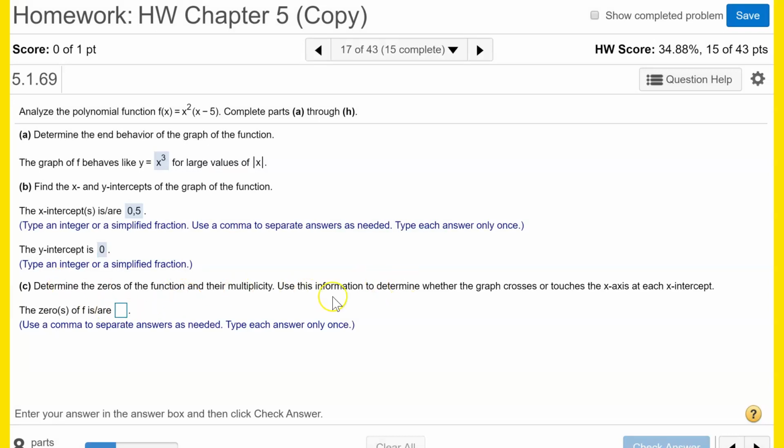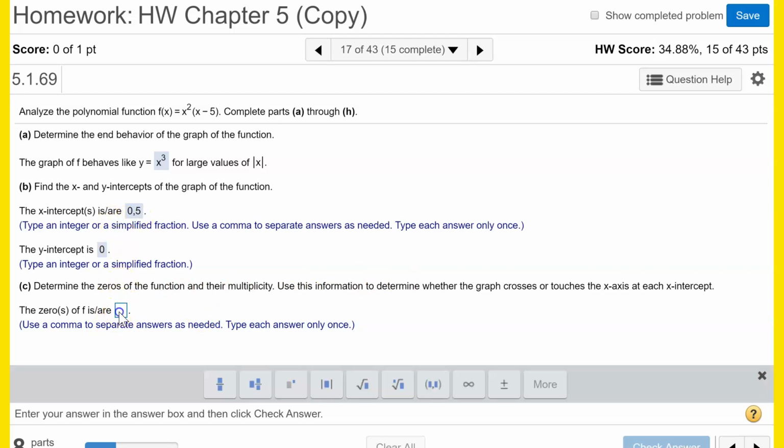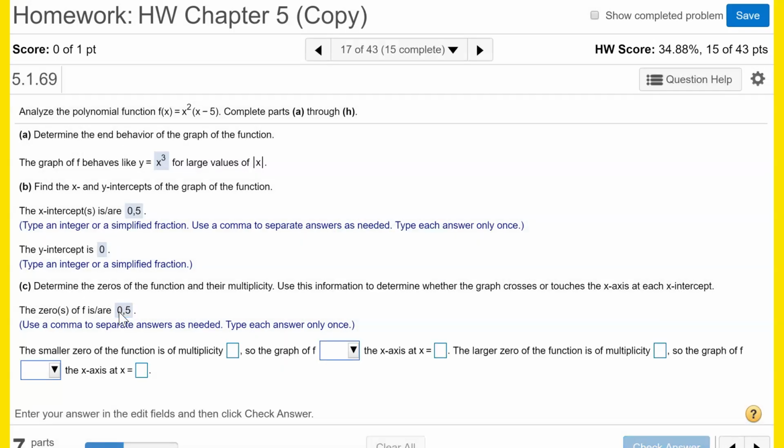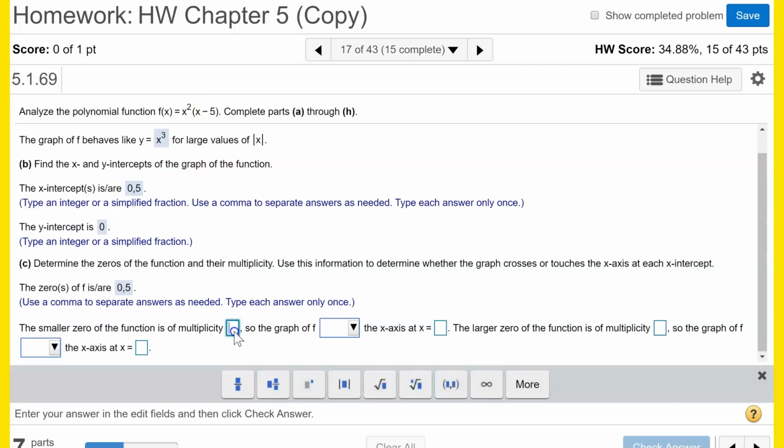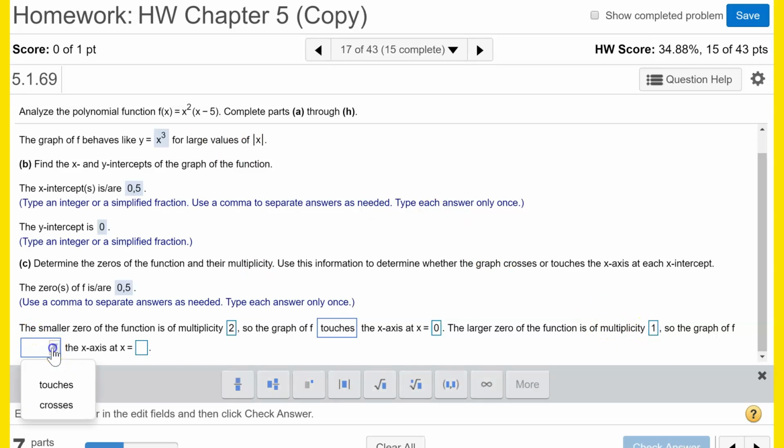Determine the zeros of the function and their multiplicity. Well, the zeros of the function are the same things as the x-intercepts: 0 and 5. Notice it says only type each answer once. The smaller zero of the function, so the 0 itself, has multiplicity 2, because it's an x squared. So the graph of f touches the x-axis at x equals 0. The larger zero of the function has multiplicity 1, because it's the 5 and it only occurs once. So the graph crosses at x equals 5.